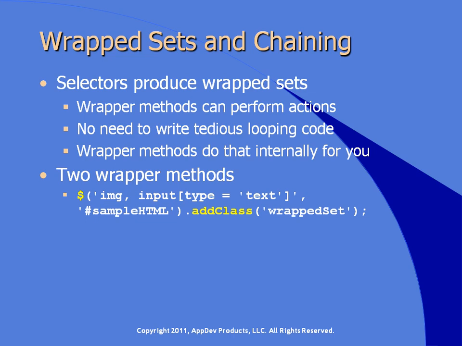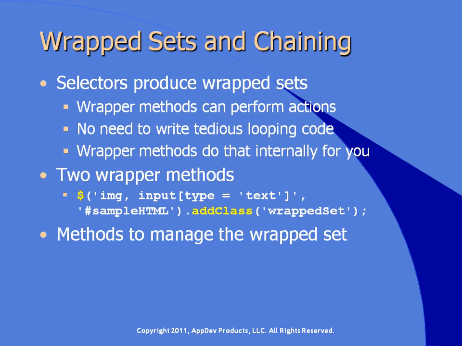The jQuery function uses a selector to create the wrapped set and returns that wrapped set as the function's return value. That makes the wrapped set available to the add class method. So the add class method acts on that same wrapped set. And this is where it really gets kind of interesting. Add class as a wrapper method again returns that same wrapped set as its return value. So you can continue to chain method calls onto the end of that statement to perform other actions, all in a single, potentially very long, JavaScript and jQuery statement.